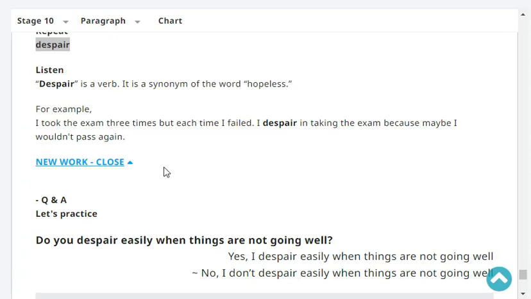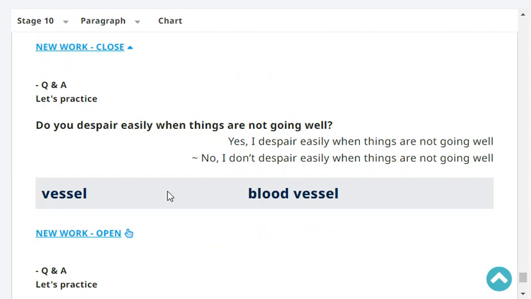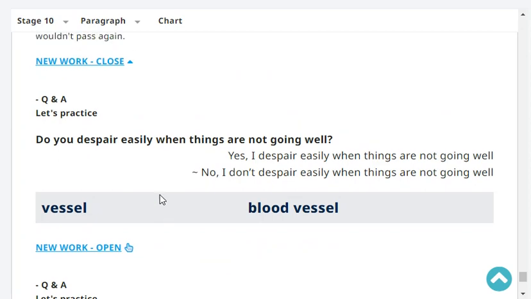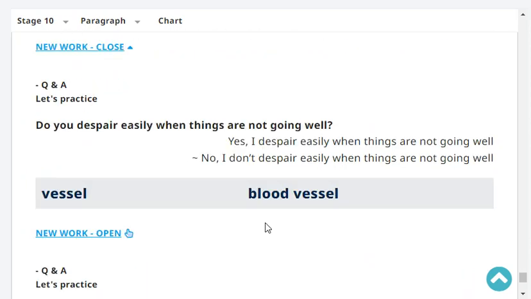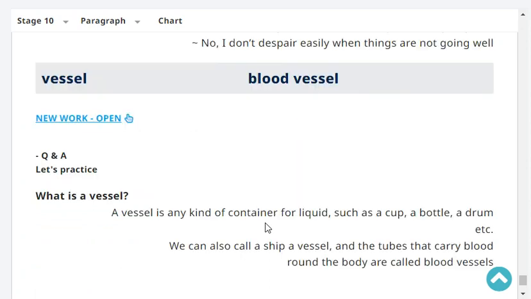Let's practice. Do you despair easily when things are not going well? Yes or no? No, I don't despair easily when things are not going well.